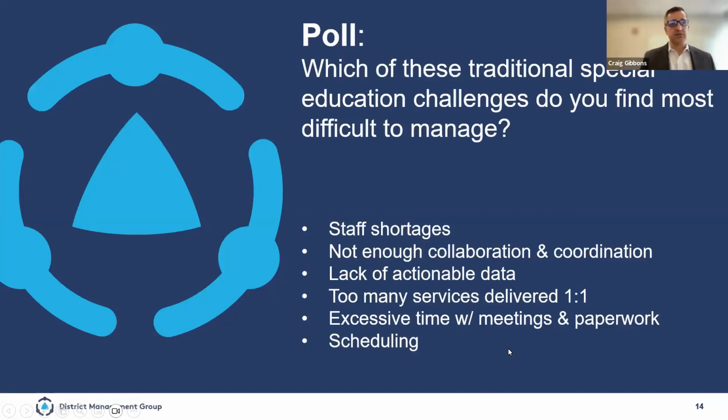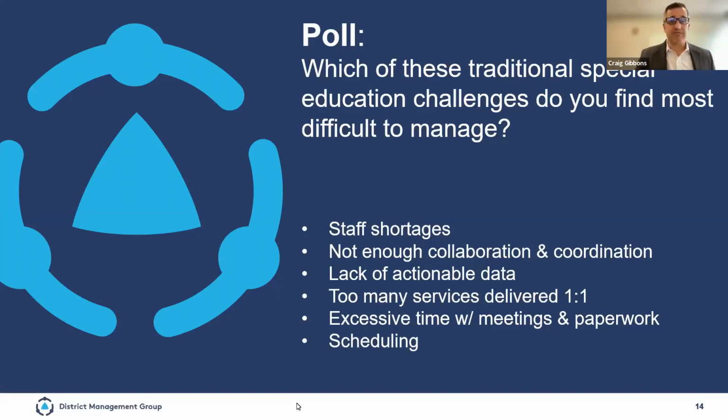So one of the things we like to do right out of the gate is to understand where you are at. And as we look at some of the things that I just touched on here, trying to understand how you're experiencing this in your local districts and schools. So this poll is really an opportunity to share what's kind of top of mind or maybe most critical for you in terms of staff shortages or just really not enough collaboration, coordination across your different teams and resources.